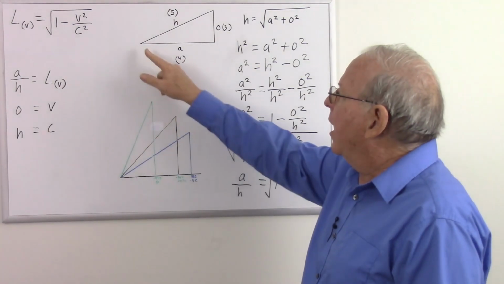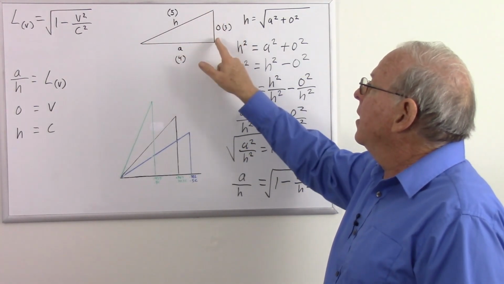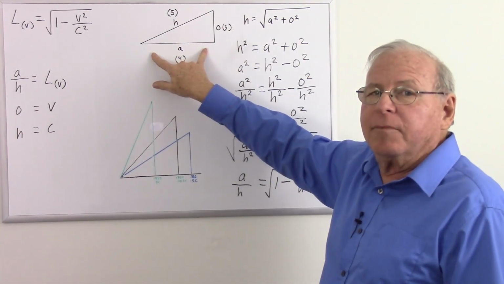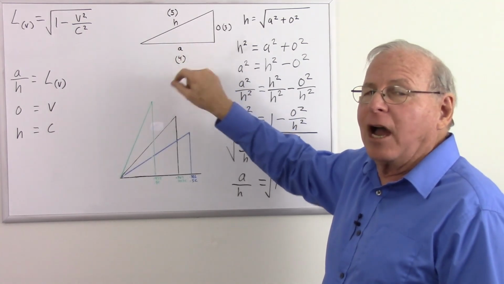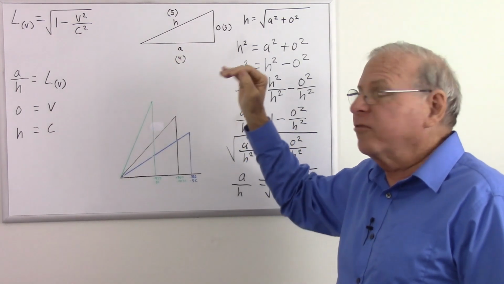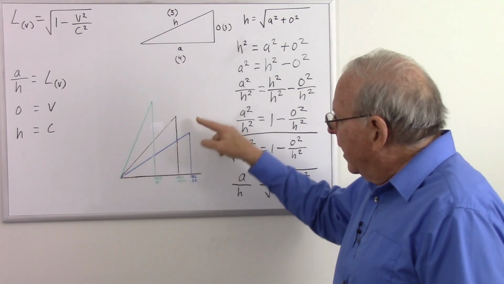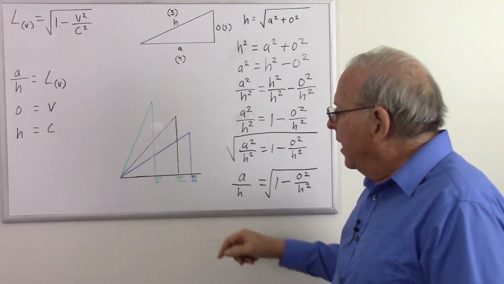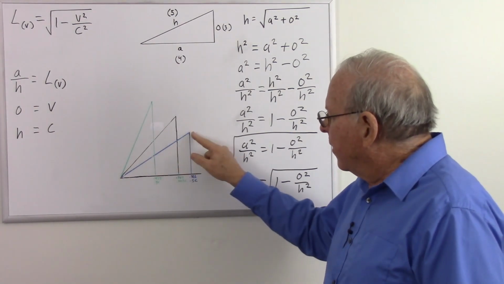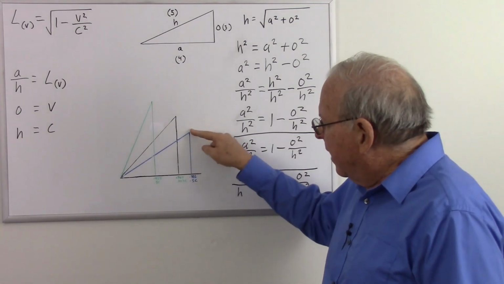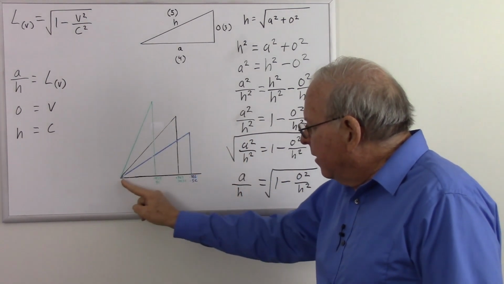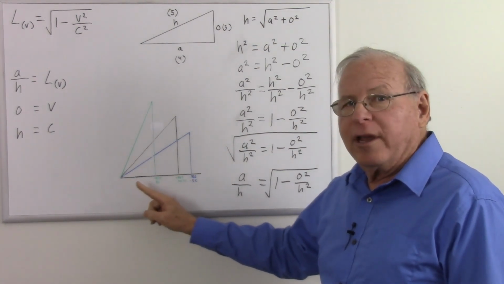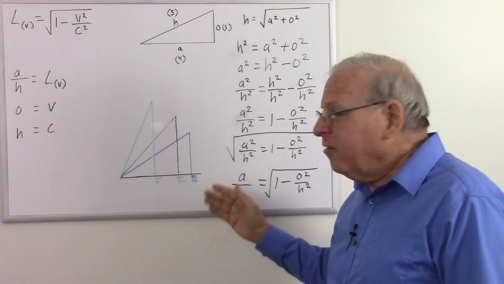When we do this, the hypotenuse represents the speed of light. The opposite represents the object's speed, and the adjacent becomes the decimal fraction of the length of the object at speed compared to its length at rest. So here we have the speed of light, the object's speed, and then the decimal fraction of the length. So we plug in the numbers. Here's the speed of light. There's half the speed of light. Going at half the speed of light, we find that the length of the adjacent is 0.866, and so the length would be 0.866 times the length at rest.